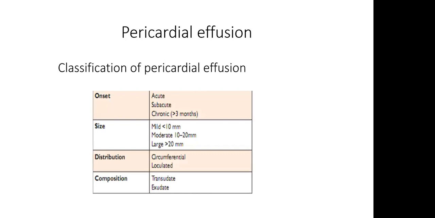Okay, so for pericardial effusion, they're classified based on the onset: acute, subacute, and then chronic. The size: less than 1 centimeter, which is equivalent to 10 millimeters, is mild; 1 to 2 centimeters, or 10 to 20 millimeters, is moderate; and more than 2 centimeters is severe. And the distribution: is it circumferential, is it loculated? The composition of the effusion is also important. Is it transudate or exudate?